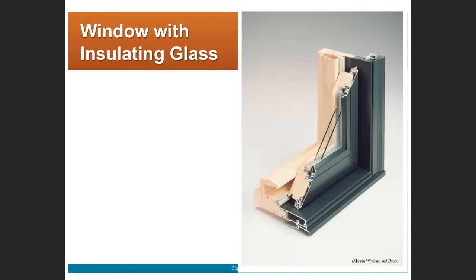So again, here's an example of a window with insulating glass. This happens to be a window with aluminum on the outside and, if I'm looking at it correctly, wood on the inside.